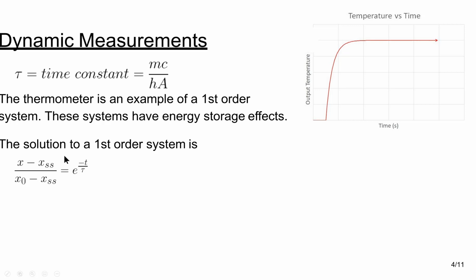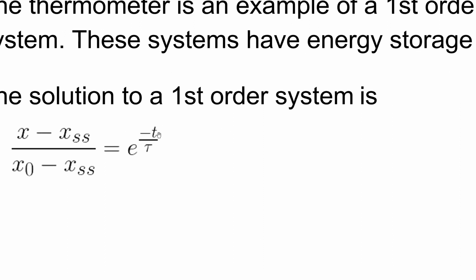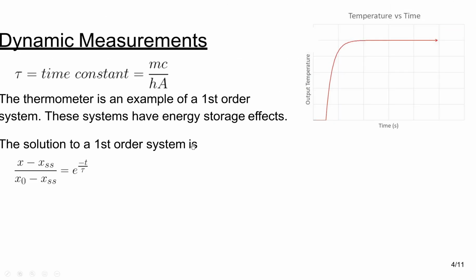But this is just the generic solution to a first order system. So you've got a bunch of terms in here, some SS's and some naughts. This little tau, you can see that, zoom in a little bit. That little tau right there, that's the time constant. The lowercase t is just t, and then you've got exponential e.